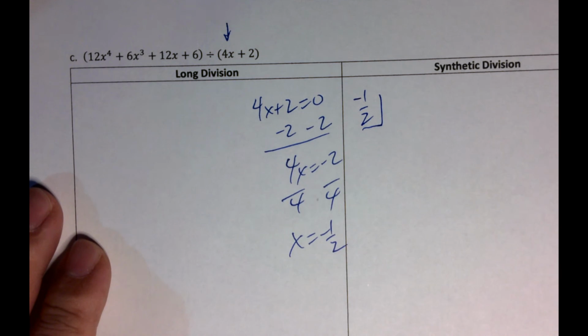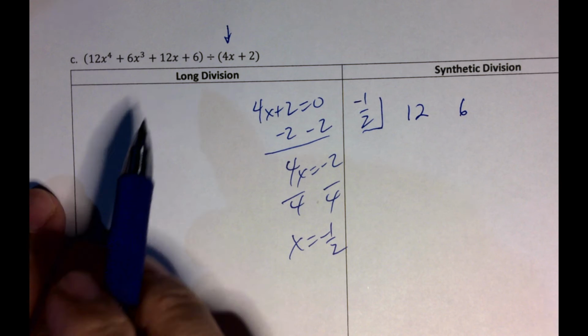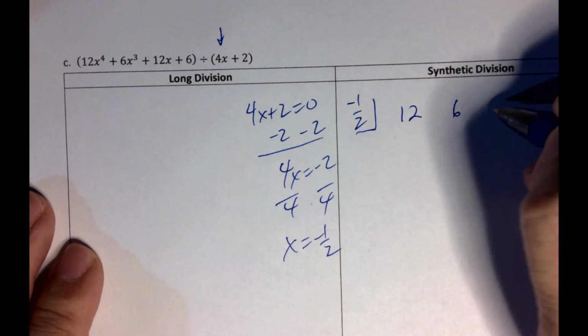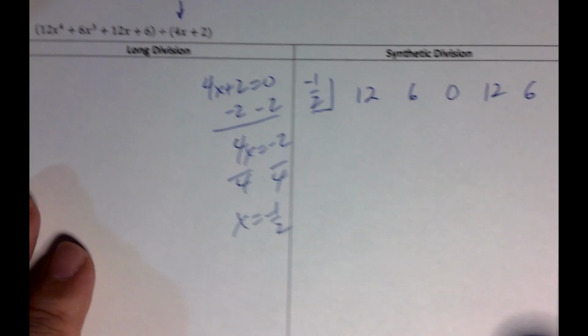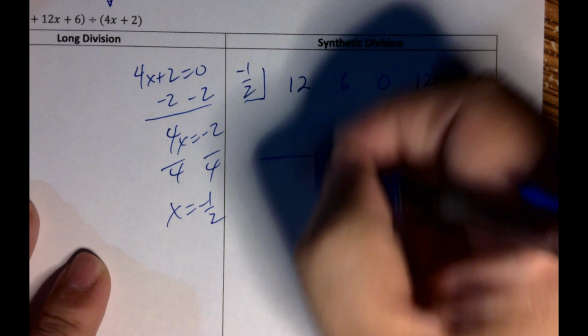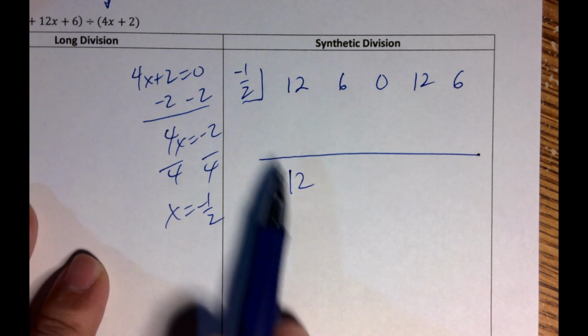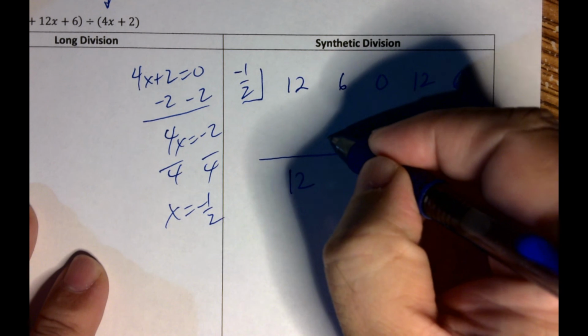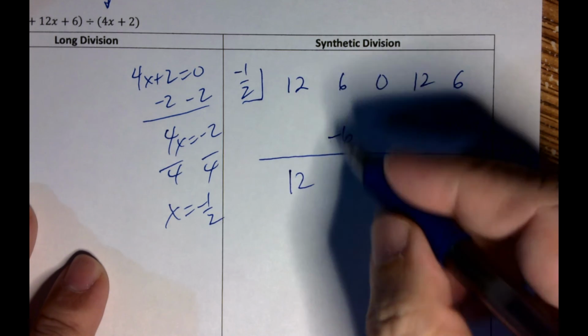Write down the coefficients. It's 12, 6. I am missing the x squared term, so I'm going to put a 0 there, and then the 12, and then the 6. All right. Draw my line. Then bring down the 12. Now, negative 1/2 times 12 is negative 6. Make sure you know how to do multiplication by a fraction. If you don't, please ask me.